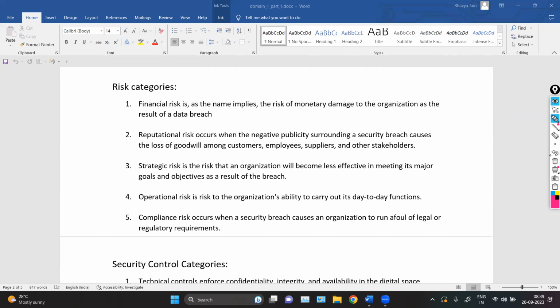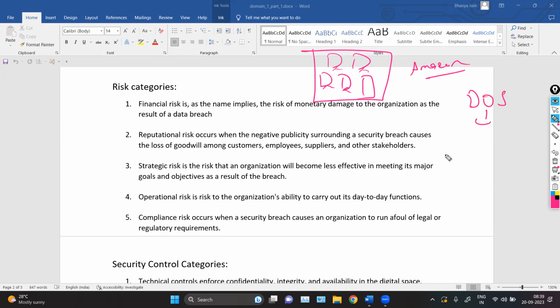Then operational risk is the risk to the organization's ability to carry out its day-to-day functions. For example, let's take an example again. Let's say this is the Amazon company. Now, inside the Amazon company, we have multiple systems, multiple servers, right? So let's say at Amazon there's a data breach, plus there's a DoS attack. What is a DoS attack? It is a denial of service attack.